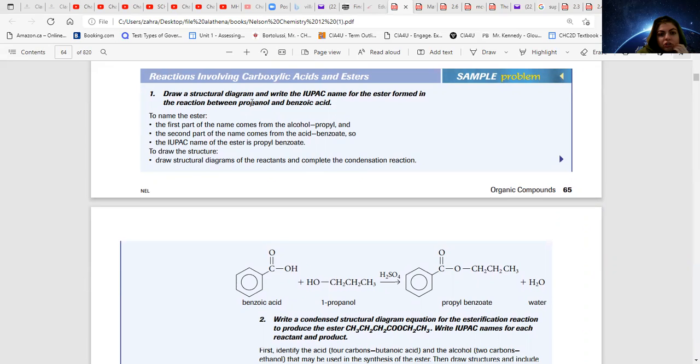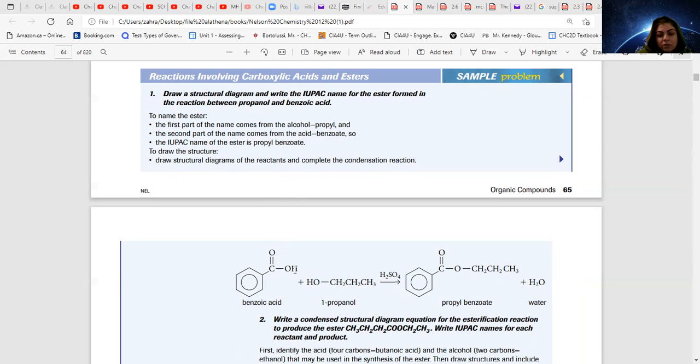Now draw a structure diagram and write the IUPAC name for the ester formed in a reaction between propanol and benzoic acid. So here is my benzoic acid, oic acid. So you have benzene ring here, and carboxylic acid is double bond oxygen, OH is attached to that. So it's benzoic acid. And propanol. Propanol has 3 carbon, and you have OH attached to that.